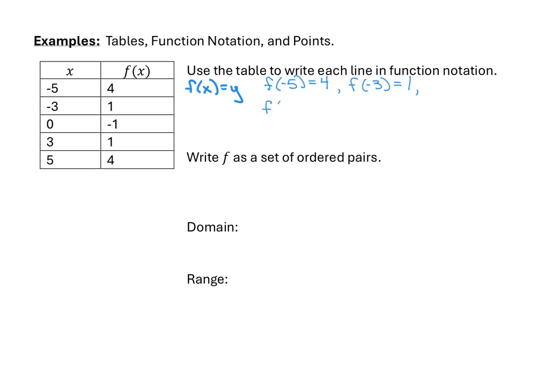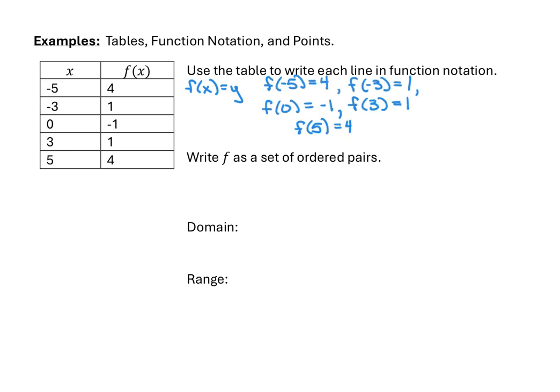We have when x is 0, y is negative 1. And so we have f of 0 equals negative 1. And then finally, our last two, we have when x is 3, y is 1, so f of 3 equals 1. And last one, we have f of 5 equals 4.